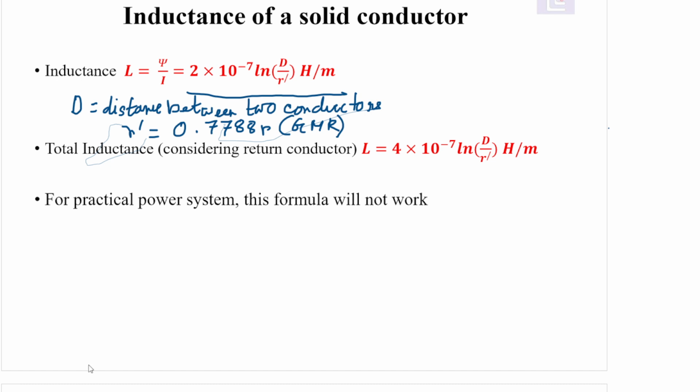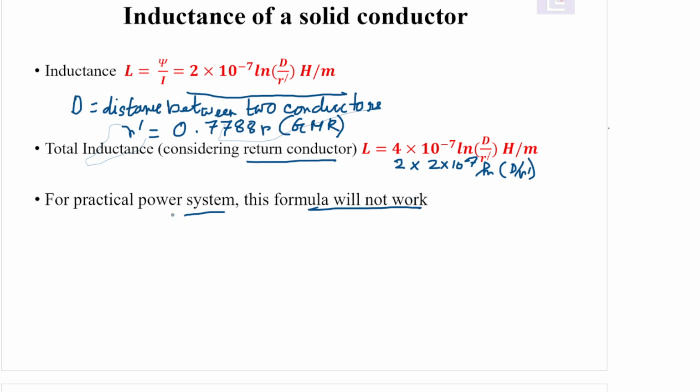Now when we consider the return conductor, this formula will be 4 times that. That means 2 into 10 to the power minus 7 ln d by r dash. However, for a practical power system, this formula will not work. Now why?